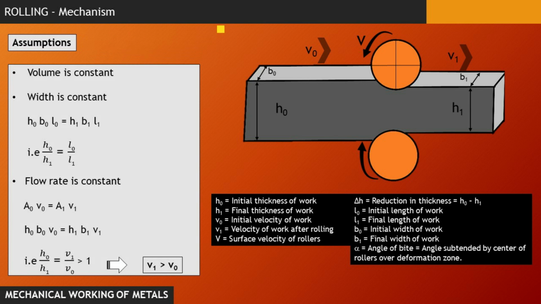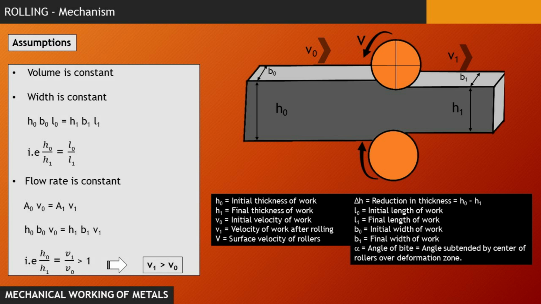Also, the width remains constant. Now, the volume is constant, so we can write the initial and final volume is equal, or H0 B0 L0 is equal to H1 B1 L1. Now the width is also assumed constant, so we will get H0 by H1 is equal to L0 by L1.